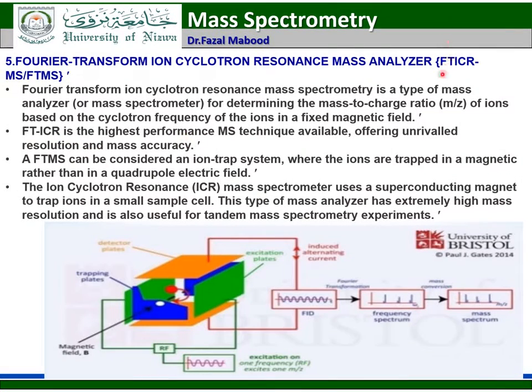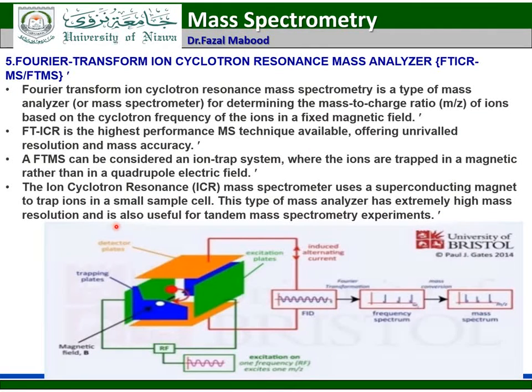FTMS can be considered an ion trap system, where the ions are trapped in a magnetic rather than a quadrupole electric field. The ion cyclotron resonance mass spectrometer uses a superconducting magnet to trap ions in a small sample cell. This type of mass analyzer has extremely high mass resolution and is also useful for tandem mass spectrometry experiments.